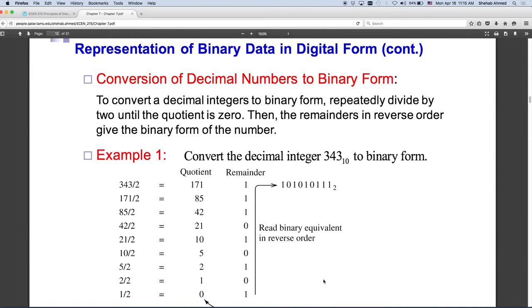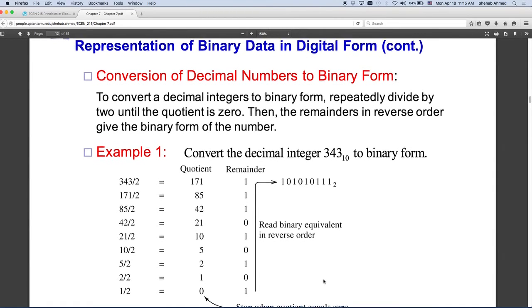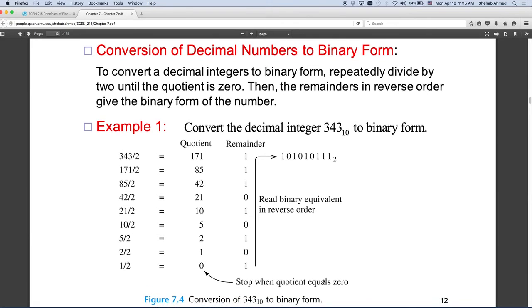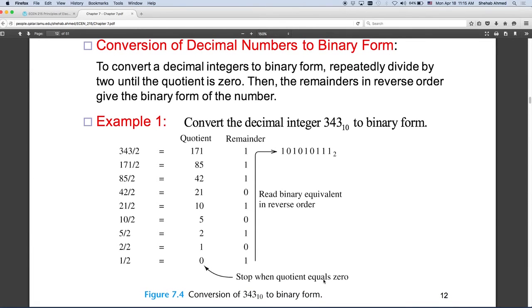If I would like to take a certain number and convert it to binary form, so a certain base 10 number, like 343 is a base 10 number that we want to convert or represent in binary form, the way we would do that is the following. I would convert decimal integers to binary form by repeatedly dividing by 2 until the quotient is 0. Then the remainders in reverse order give the binary form of the number.